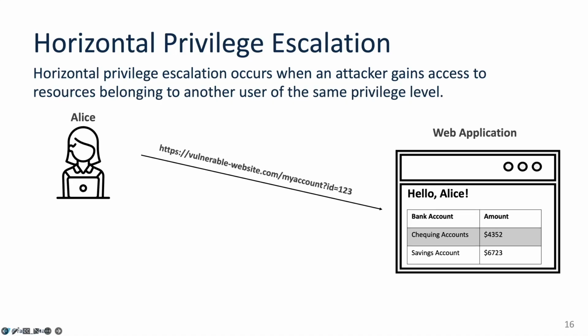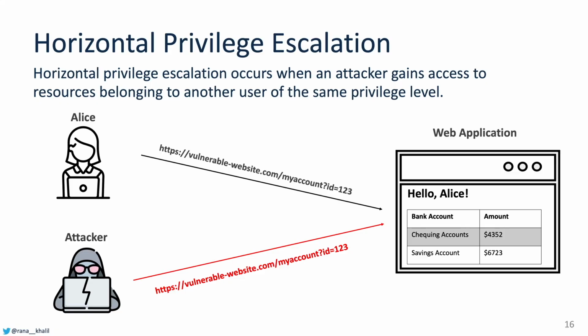Imagine Alice wants to log into her banking application, so she logs in with her account, and then the application presents her with her information. The way the application manages access to users' information or users' profile pages is through an ID parameter that is added in the URL and comes from the client side. So if the ID over here is 123, which is the ID of Alice, then it presents Alice with her banking information.